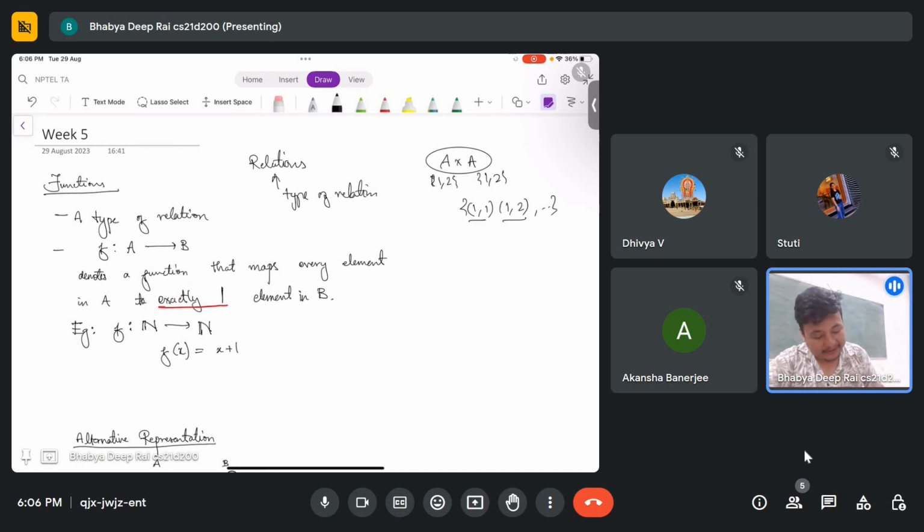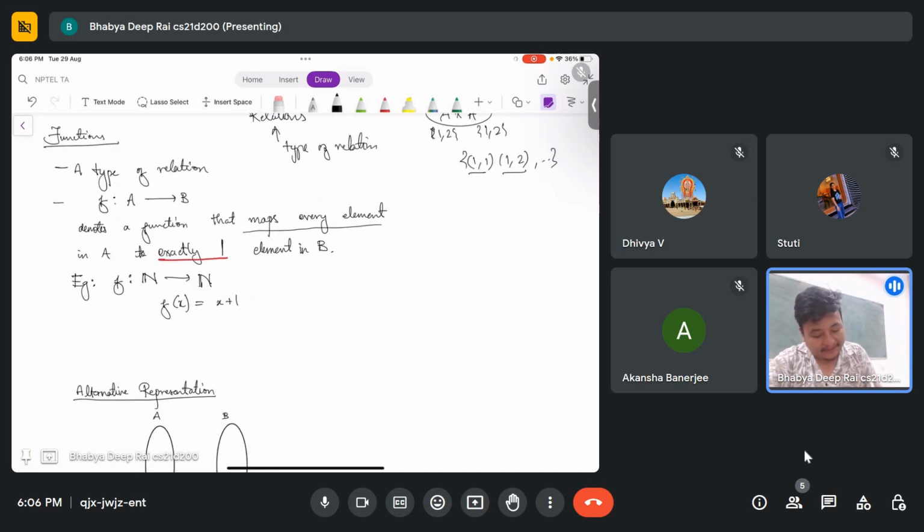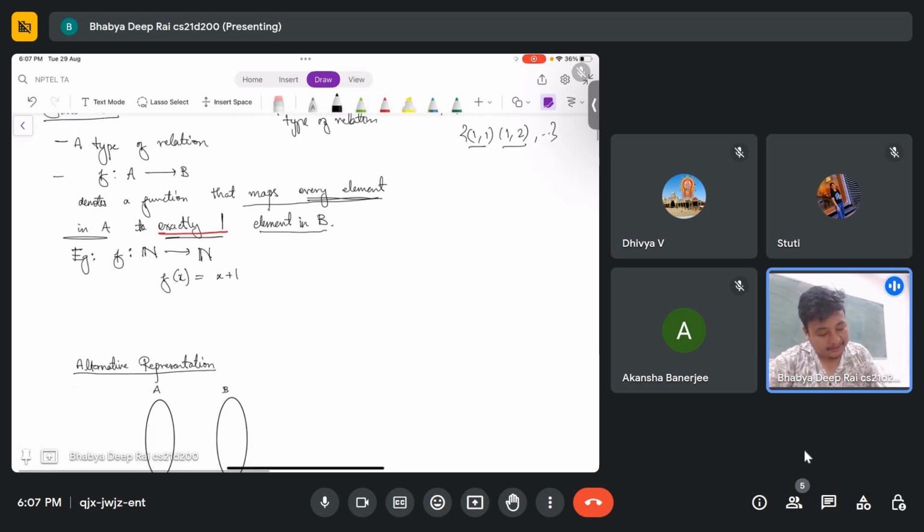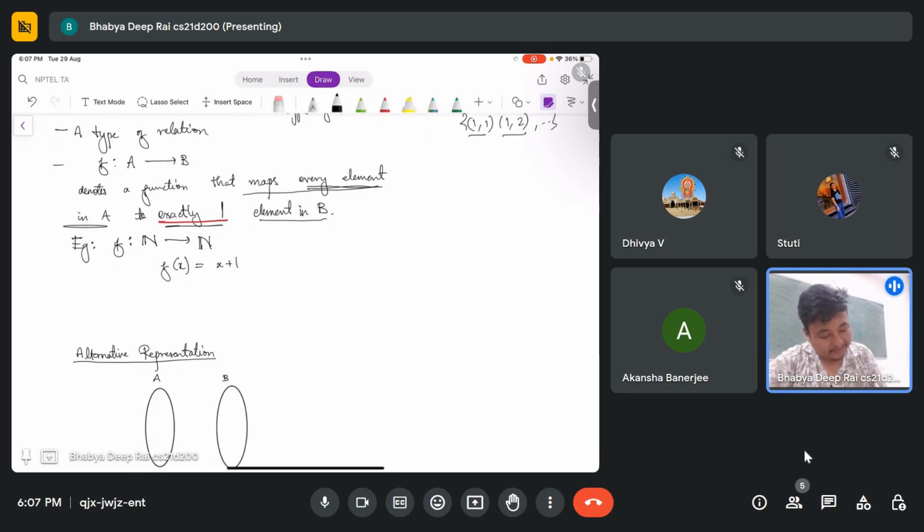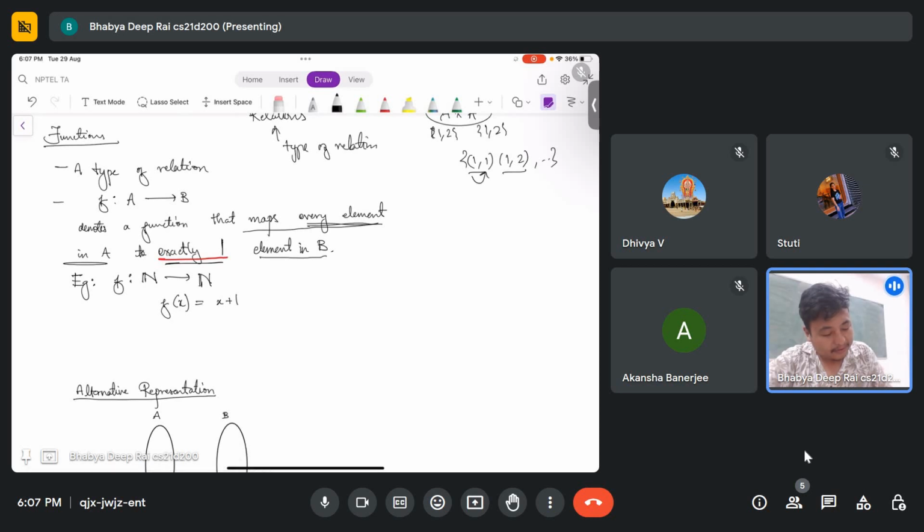But a function is a type of relation which maps every element in A to exactly one element in B. This is what we call the set theoretic way of seeing functions. What does that mean? It means a relation where one cannot be related to two items. It cannot be that one is related to one and one is also related to two. It should be something like this: one is related to one and two is related to two. Now this is a function.